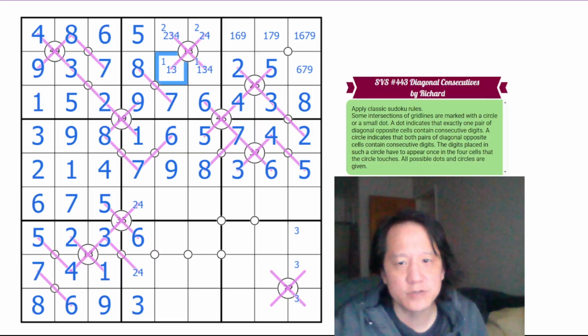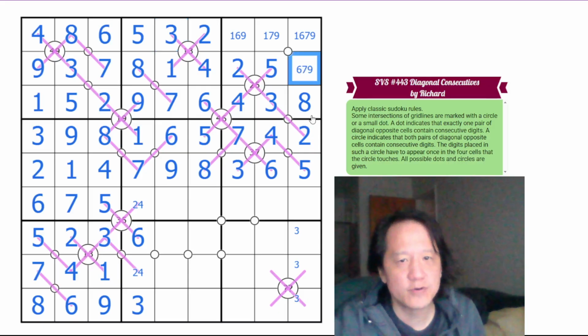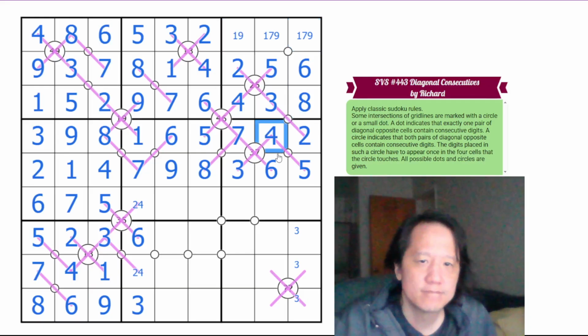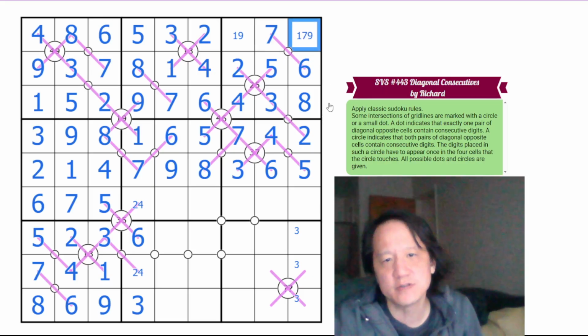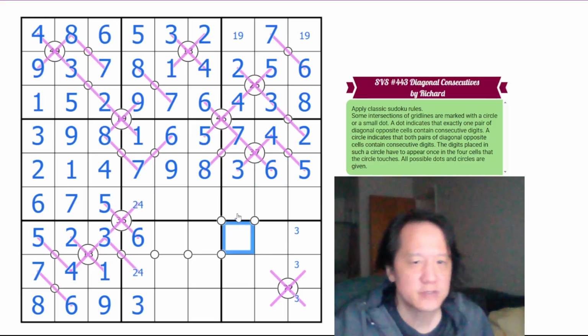3 eliminates 3 here, so it's 1, which makes this 2 to be consecutive with that. This can't be 2 or 4, so it's 3, which makes this 4. This can't be 7 or 9, so it's 6, which means this can't be 6 here. 5 is not going to be consecutive with 1, 7, or 9, so these two must be consecutive. And the only digit out of 1, 7, 9 that's consecutive with 6 is 7. So this is 7, which means this can't be 7 here.